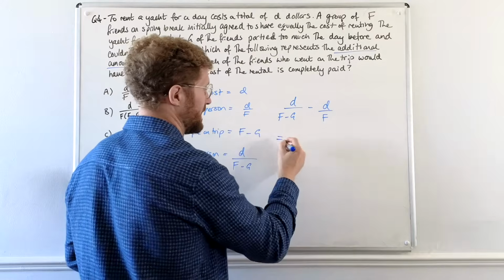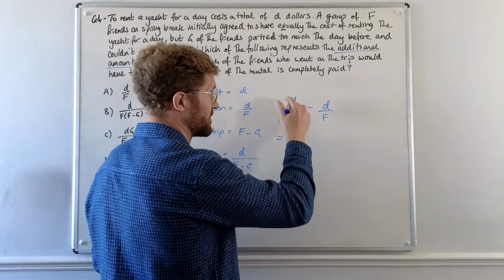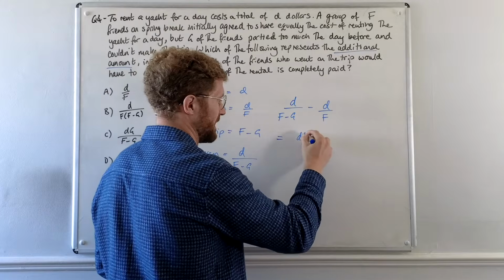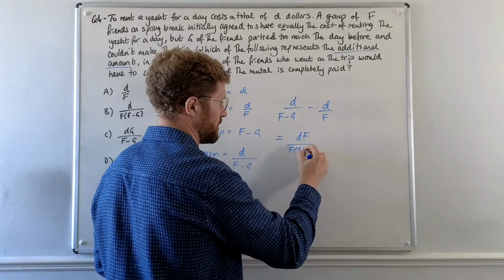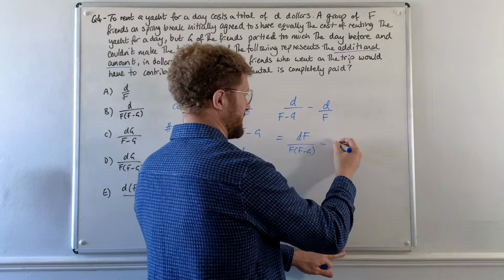So taking this and giving each of them a common denominator, I'm going to take the first fraction and multiply top and bottom by F, and take the second fraction and multiply top and bottom by F minus G.